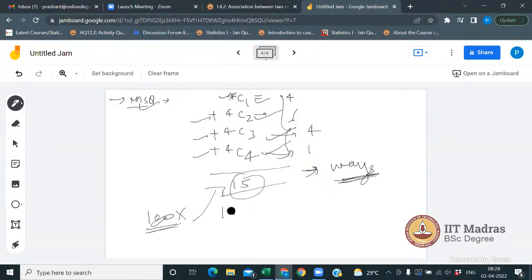So you have 15 ways for one question, right? Then you will have 15 ways for the second question, 15 ways for the third question, similarly for the 10th question. So it will be 15 ways for each of the 10.